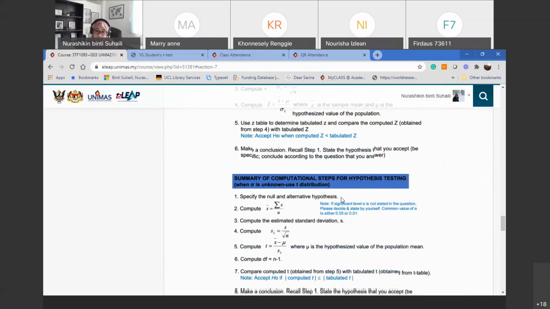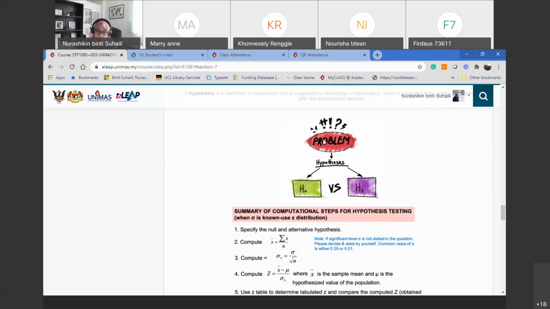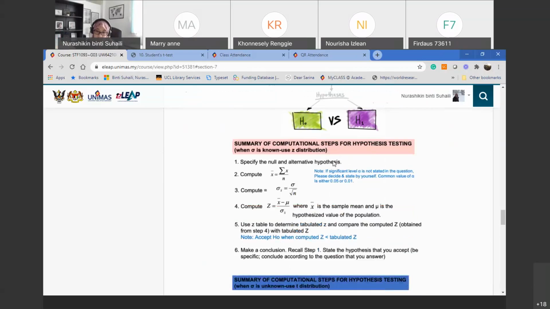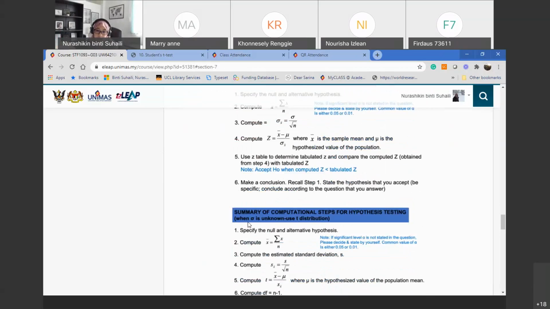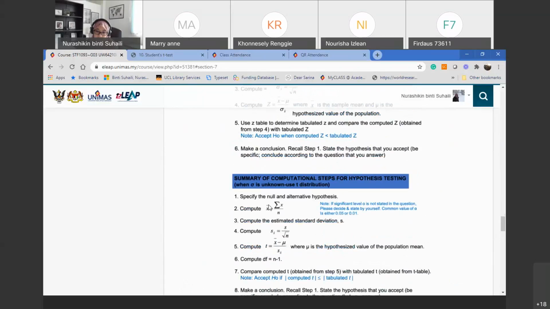And last week we were concerned with hypothesis testing for 1 sample in a population. There are 2 situations given. The first one is when the standard deviation is known, where we use Z distribution. This is the summary of the steps we need to do to perform the hypothesis testing for the situation. And the second situation is when the standard deviation is unknown, and we use T distribution, and these are the steps.